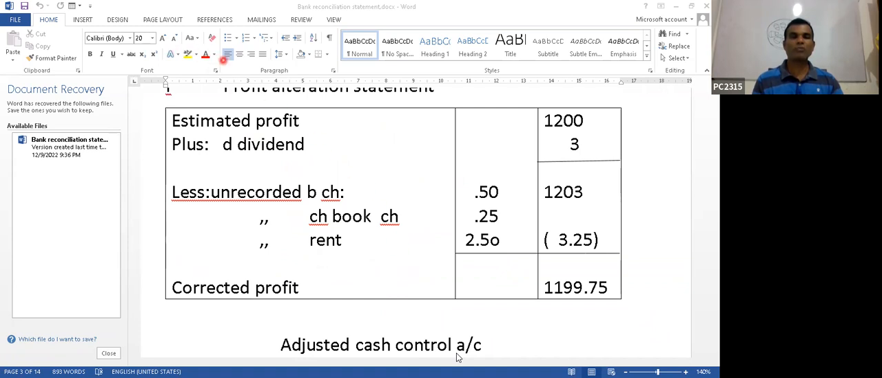Now these are the two items which are not tallying. There are two items. First one is this not tallied value, direct remittance. Now take out direct remittance, then you can write it down as unrecorded direct remittance.